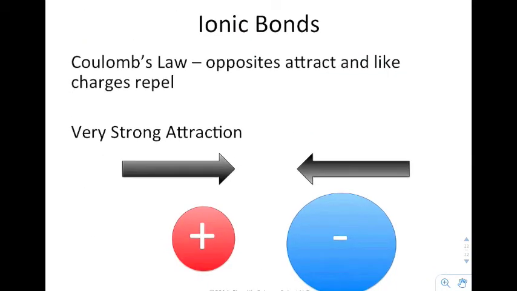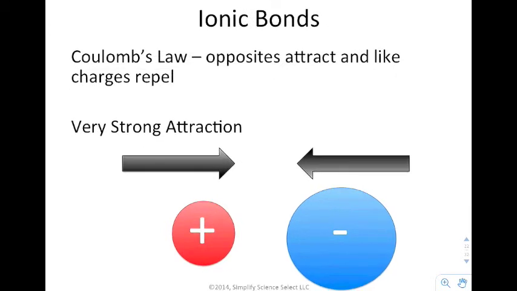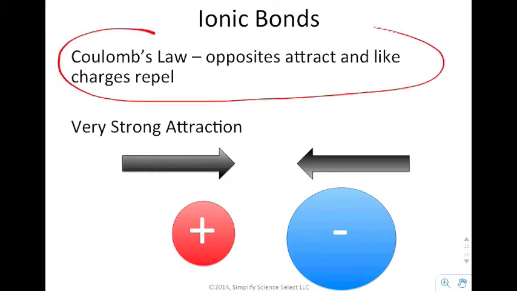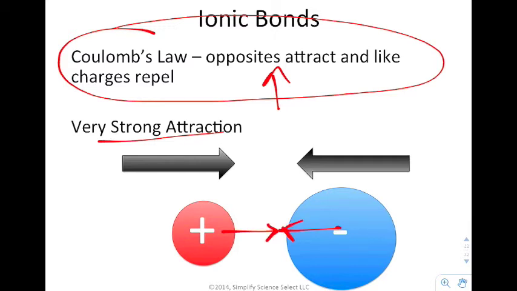So what we now have is something that's called an ionic bond. An ionic bond is the attraction between a positive and a negative charge. It's governed by something called Coulomb's law. And Coulomb's law basically says that opposites attract and like charges repel. There's a formula for it that you may get into in future classes, but for now, opposites attract and like charges repel. And it's actually a very, very strong attraction. So when you have a positive charge and a negative charge, they attract each other very, very much. So this is really hard to pull apart.